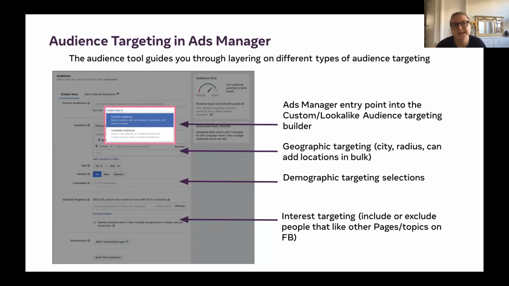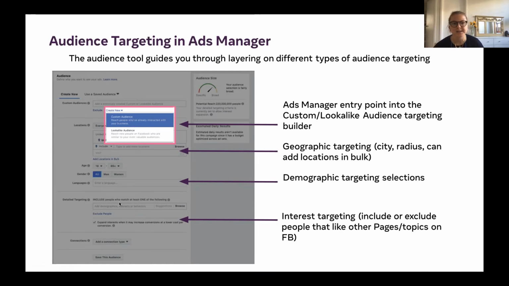Now, as you start to make these selections about your audience targeting, this is what the view will look like, more or less, in Ads Manager. You'll see you're able to click this drop down, either create a custom or lookalike audience, but then you'll also be able to layer in some location, so geographical targeting, some of that basic demographic targeting, and then this is where you would enter in information about interest, for example.